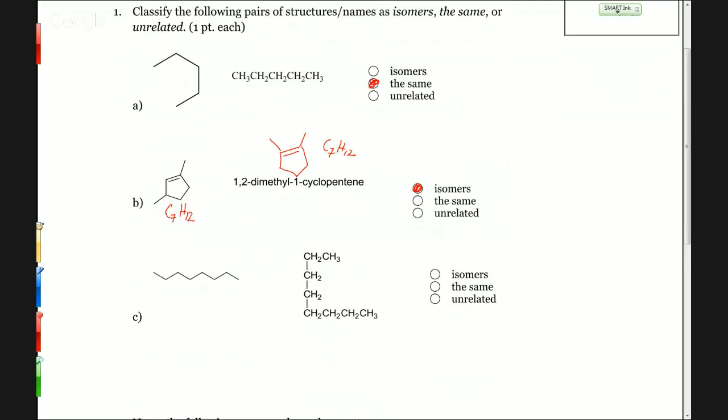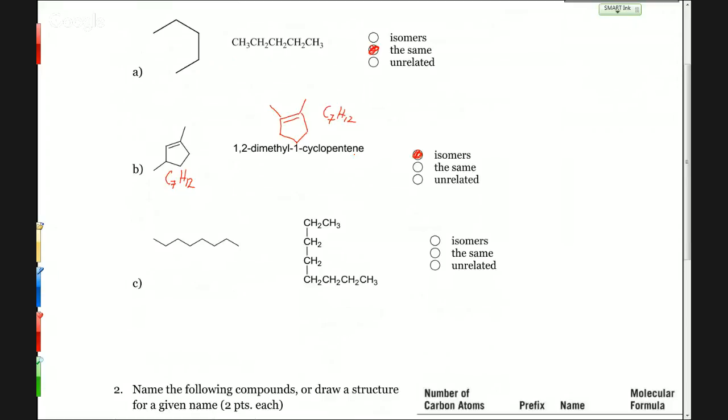Questions on those? All right. And then the last one, kind of like the first one, we're looking at these two structures. They're both continuous chains with no substituents, nothing branching off. They also don't have any double bonds or anything like that. So we can just look at the number of carbons and get the answer from that. We've got on the left 2, 4, 6, 8 carbons, and on the right 1, 2, 3, 4, 5, 6, 7, 8 carbons as well. So those must be the same also.